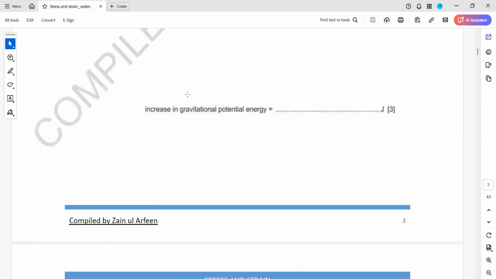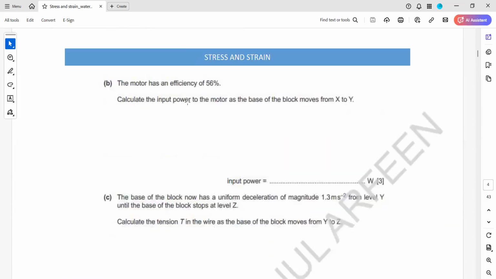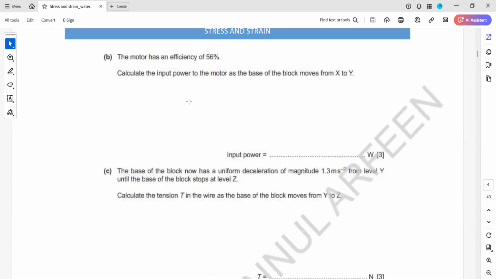Next, calculate the input power. The motor has an efficiency of 56%. So the efficiency is the useful energy divided by total energy times 100, or useful power divided by total power times 100. We have the useful energy, which is a gravitational potential energy.